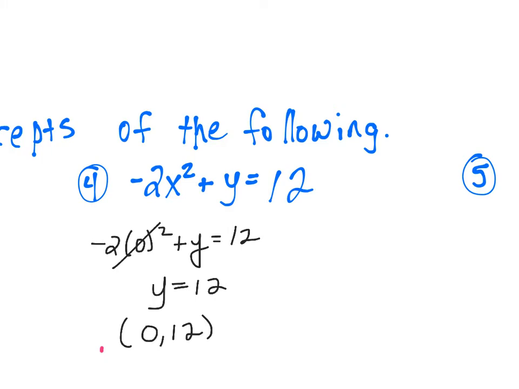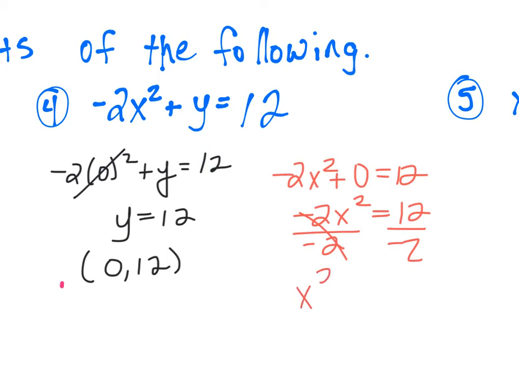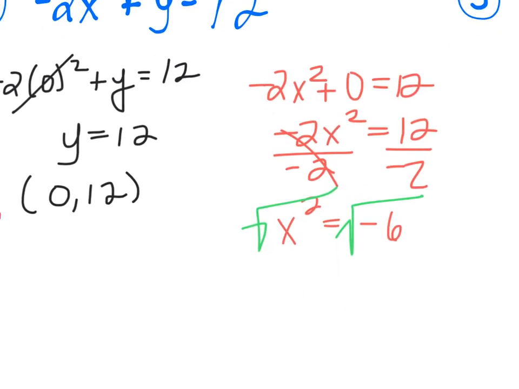Perfect. Now I'm going to do the same thing, guys, but instead of plugging in 0 for x, I'm going to plug in 0 for y. So negative 2x squared plus 0 equals 12. So I have negative 2x squared equals 12. Now what? Divide by negative 2. X squared equals negative 6. Take the square root. Can you take the square root of a negative number? Nope. So your answer here would be no.